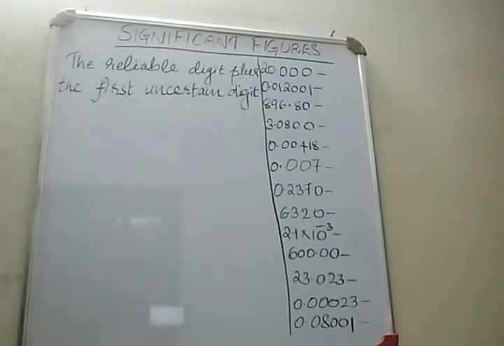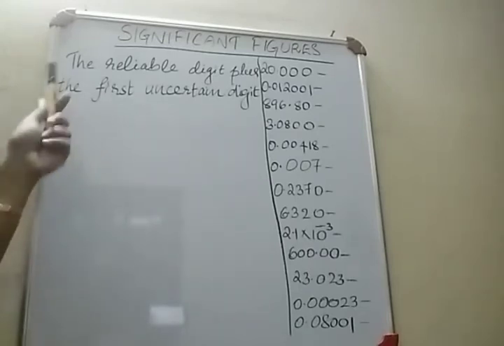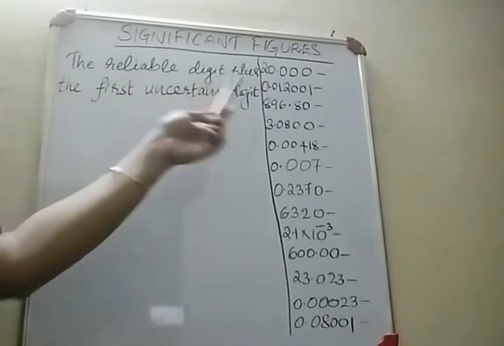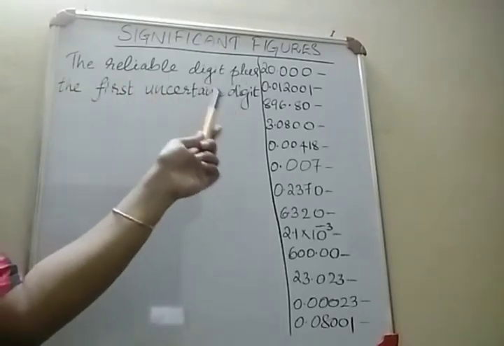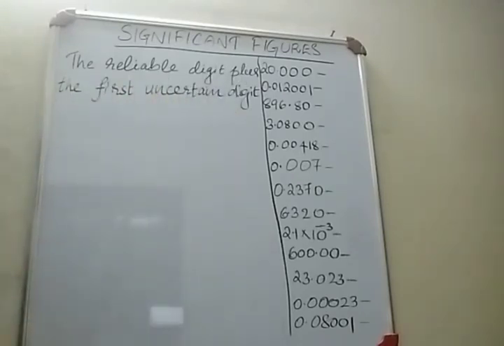Hello my dear children. So let's start with significant figures. What do you mean by significant figures? Significant figures are the reliable digits plus the first uncertain digit in a measurement.